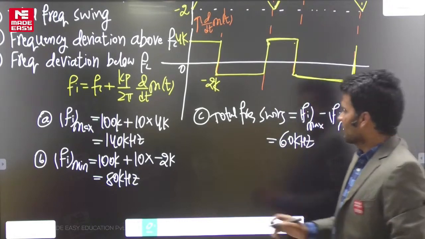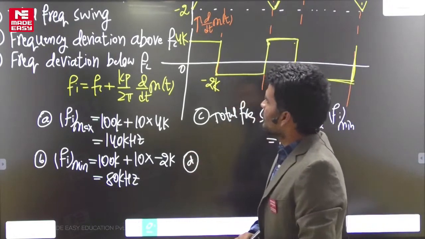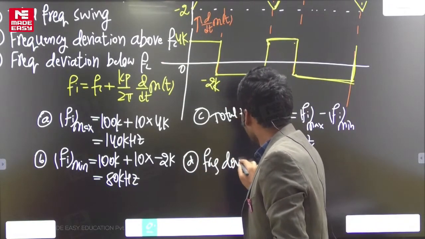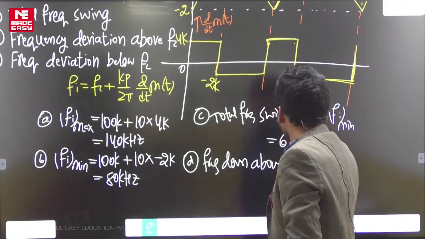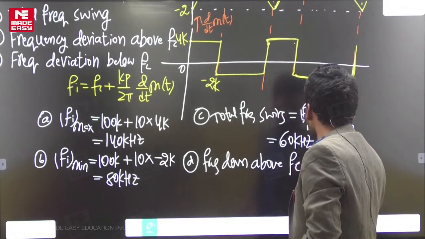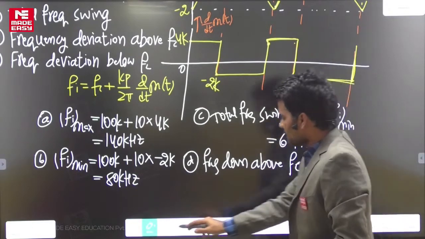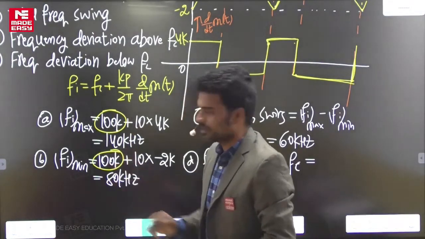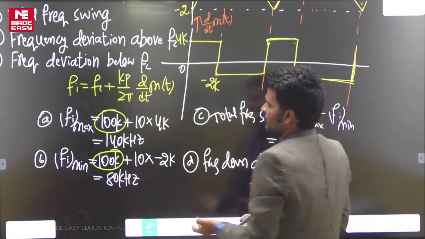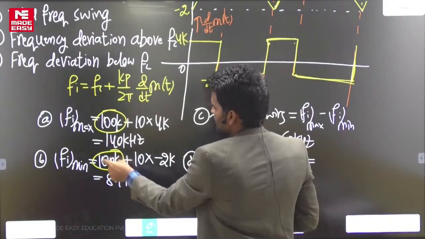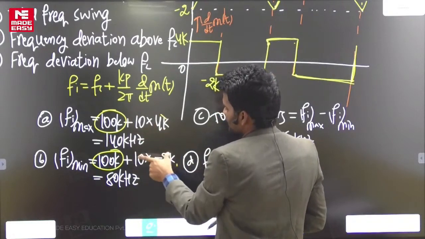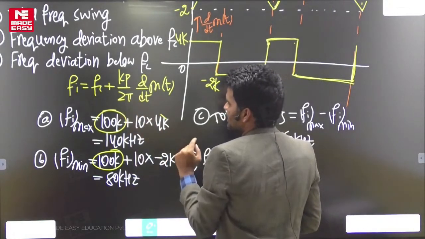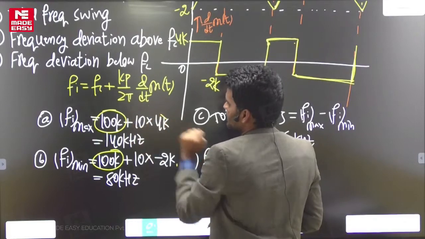Okay, now D, the frequency deviation above Fc. So what is Fc? Fc is 100 kilohertz here. The resultant PM frequency is deviated from this Fc, by this much. And above Fc, how much frequency deviation can you see? Above Fc, you can see 40 kilohertz.